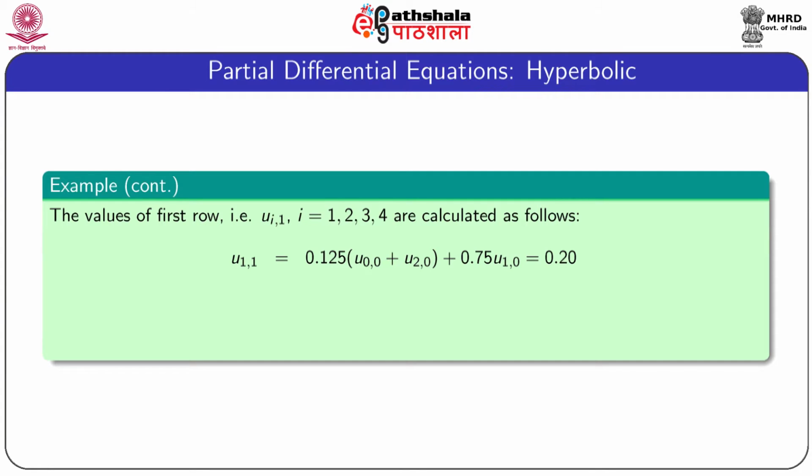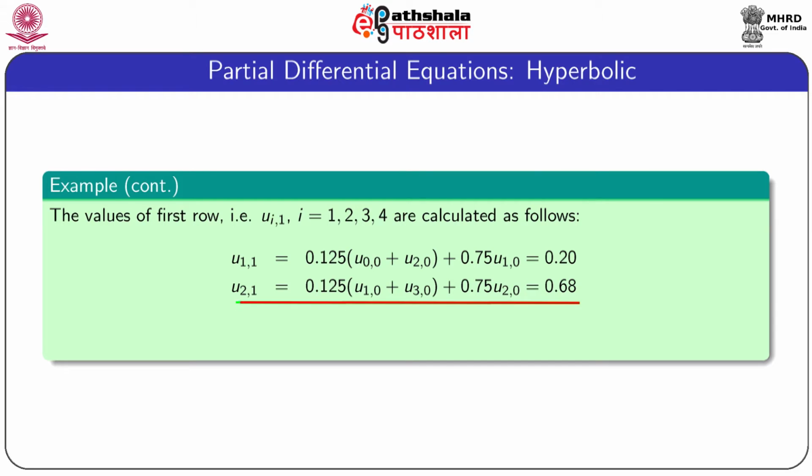Now the values of the first row, that means the values of u(i, 1) for i equal to 1, 2, 3, 4 are calculated by the following formula. u11 equal to 0.125 into u00 plus u20 plus 0.75 into u10. By substituting the values of u00, u20 and u10, these are the initial values, we obtain the value of u11 equal to 0.20.